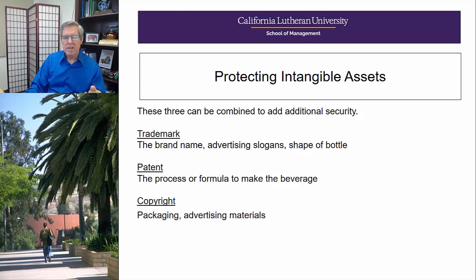Then we have to think about protecting these intangible assets. The three below can be combined to add additional security. So the basics are a trademark. You can trademark the brand name, advertising slogans, the shape of a bottle, a patent, the process or formula to make a beverage, for example, or copywriting the package or advertising materials. Most companies combine two or three of these together to reduce their risk factors.